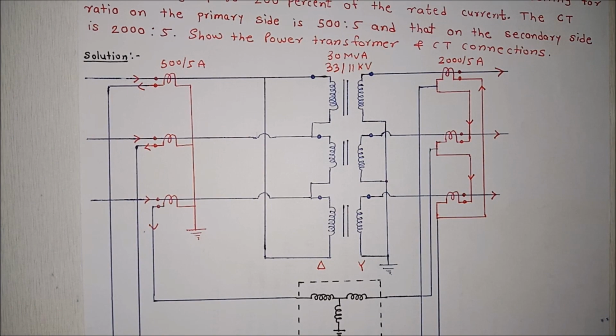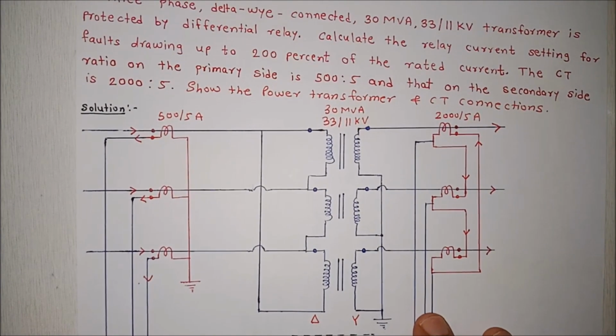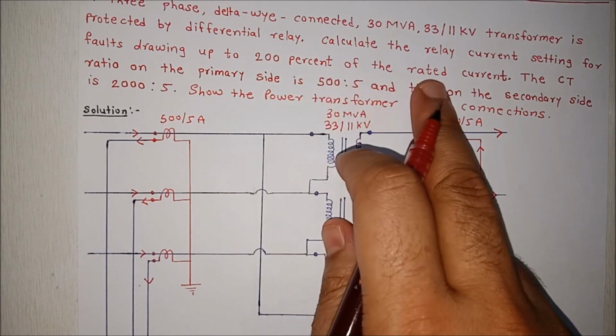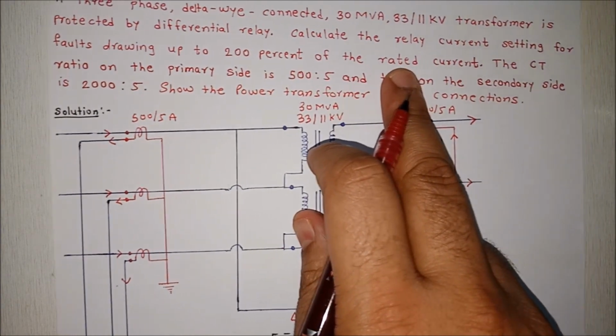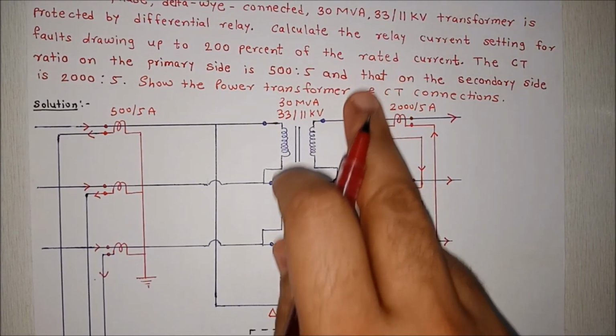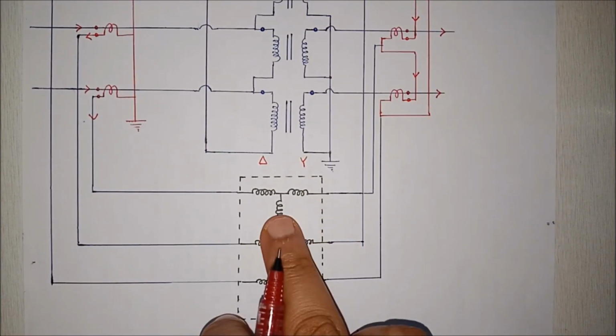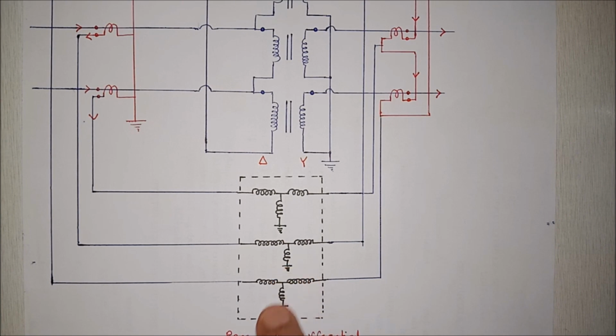Okay, so that we need to determine. And how much is that relay current setting? It is given as 200% of the rated current. So how to tackle this problem? First we have to calculate how much current will flow through this relay during rated load, when there is a rated load. Okay, and we have to multiply by 2 because relay current setting is 200% of that current.